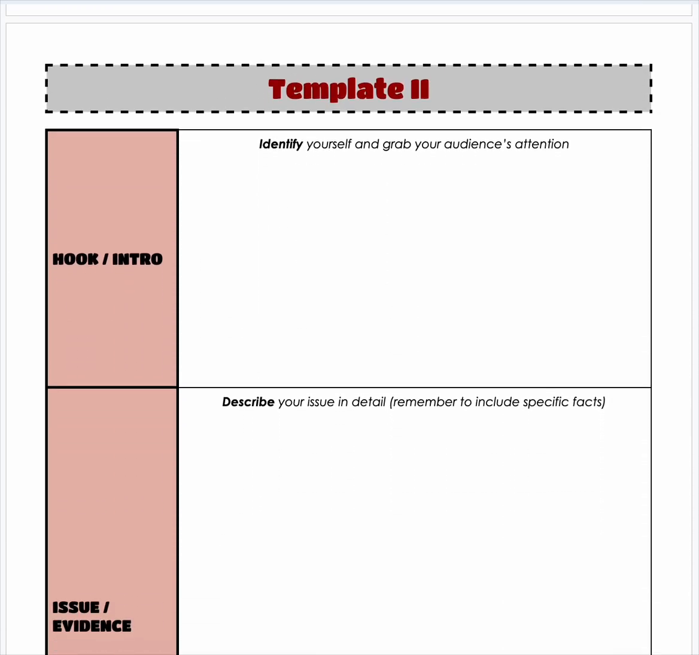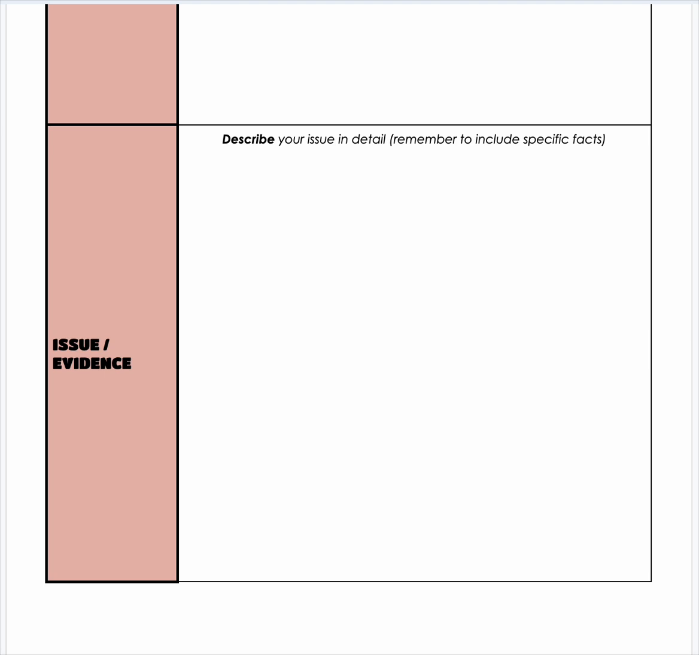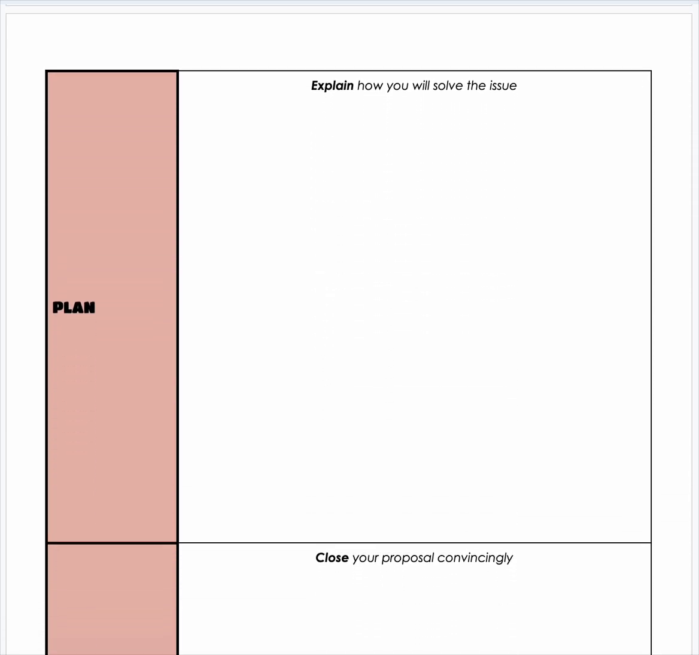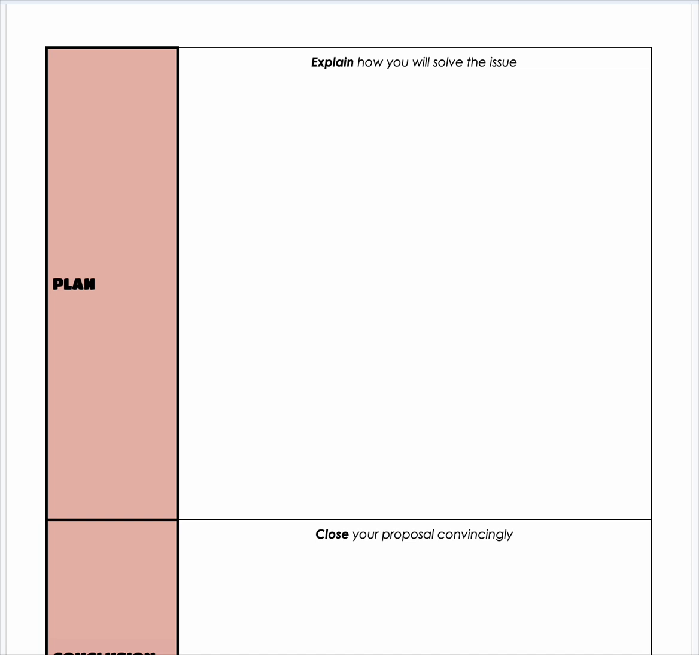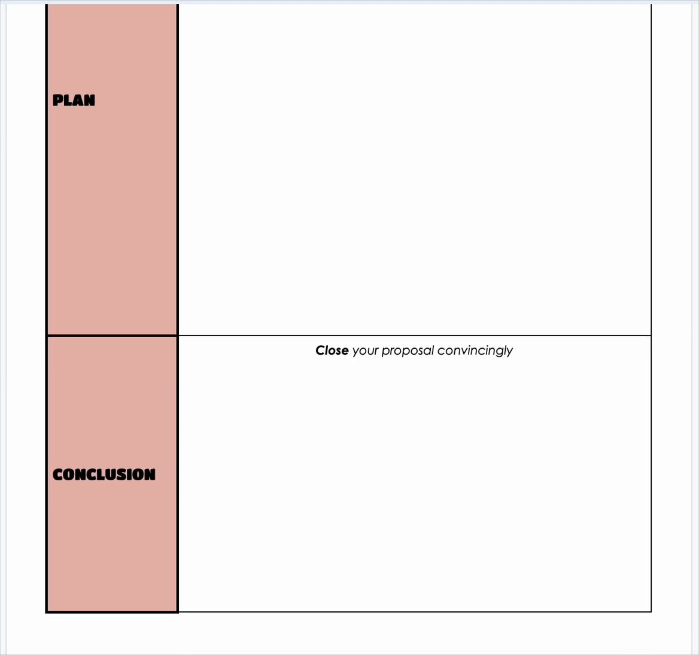If you like, template number 2 is also structured, but it's a little more free for you to design things the way that you want. So there's a space for you to write your hook or your intro to get people's attention and explain who you are. There's space for you to describe the issue and the evidence that you have, including specific facts about the issue you're trying to help solve. Then on the next page, there's space for you to describe the plan that you have for addressing the issue. What are you going to do with the $5 million that you're seeking? And then, of course, a conclusion at the end.